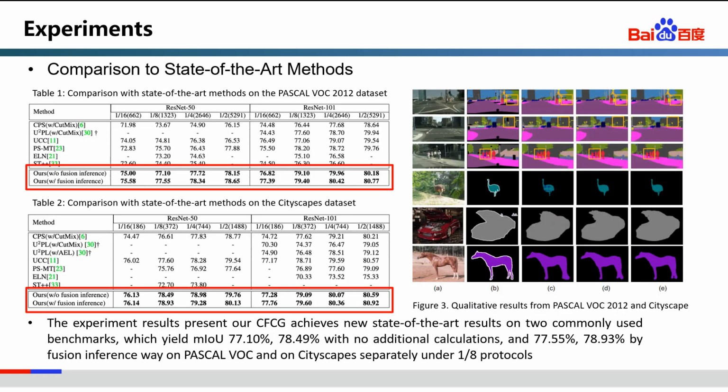We compare our method with some recent semi-supervised segmentation methods, including CPS, U2PL, UCC, and PSMT, under different partition protocols, using the same architecture and partition protocols for fairness. Table 1 and Table 2 show the comparison results on Pascal VOC and Cityscapes. We can see that over all the partitions from 1/16 to 1/2, with both ResNet 50 and ResNet 101, our method without fusion inference and with fusion inference consistently outperforms the other methods.